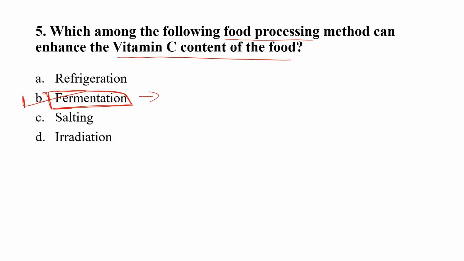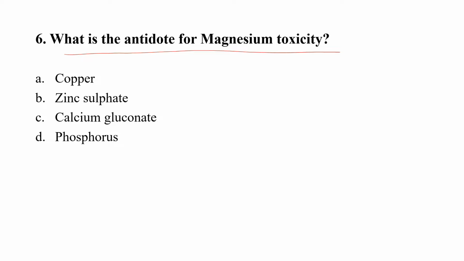Question number 6. What is the antidote for magnesium toxicity? Option A, copper. Option B, zinc sulfate. Option C, calcium gluconate. Option D, phosphorus. Correct option here is option C, which is calcium gluconate. Calcium gluconate is the antidote for magnesium toxicity.